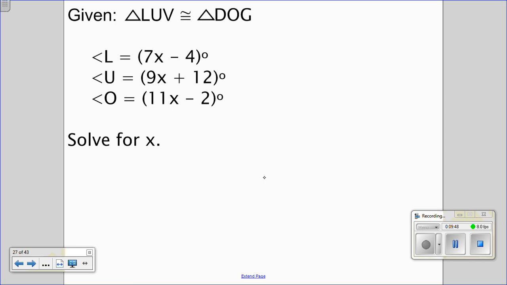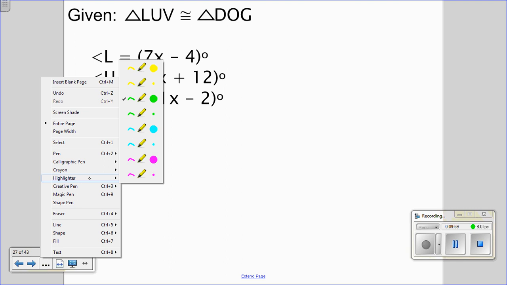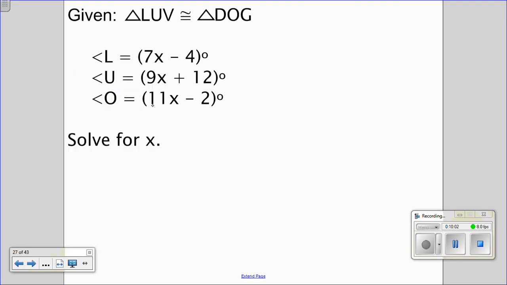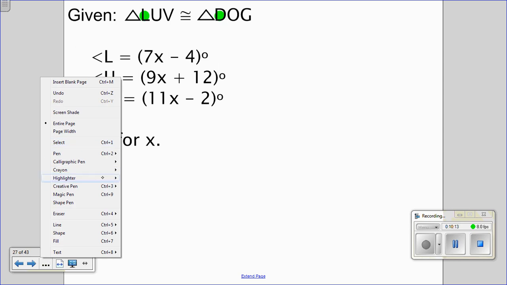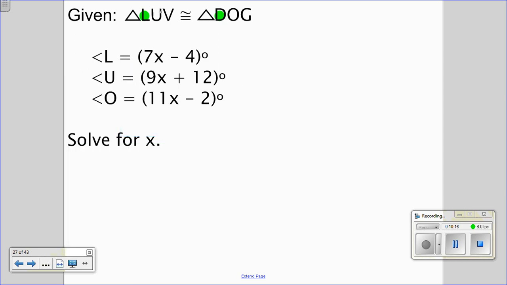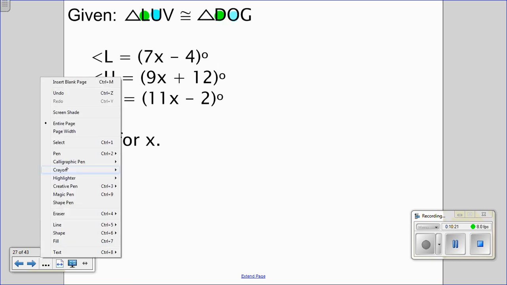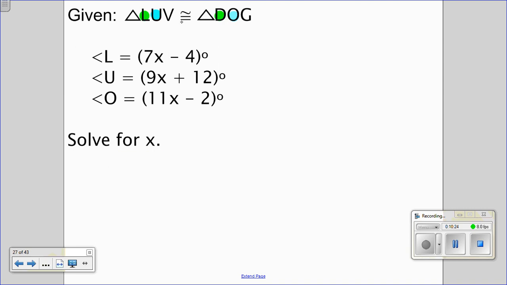Now, knowing the congruent parts would be very helpful to figure out how to solve for x in this example. We know that this triangle LUV is congruent to DOG. So that means angle L is congruent with angle D. We know that angle U is congruent with angle O. And we'll also know that angle V is congruent with angle G.